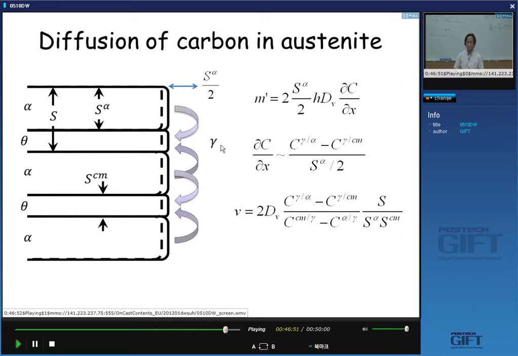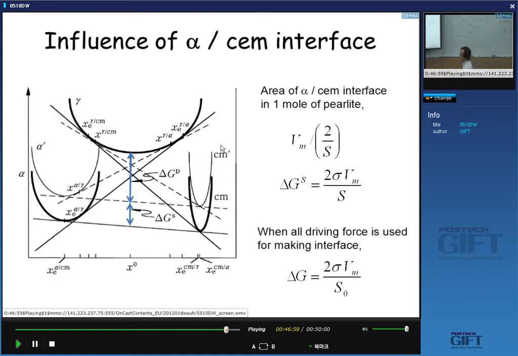But unfortunately, we have to consider one more thing. When the pearlite forms from austenite, the transformation will make an interface between ferrite and cementite. When you consider the structure of the pearlite, there will always be an interface between the ferrite and cementite. So that kind of transformation inevitably involves the formation of interface, which consumes driving force.